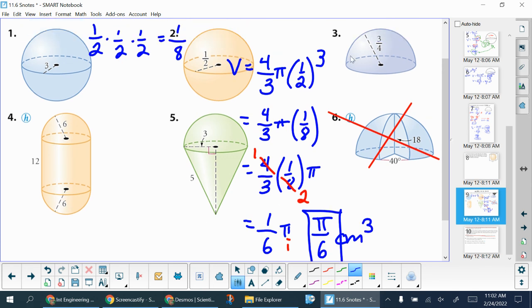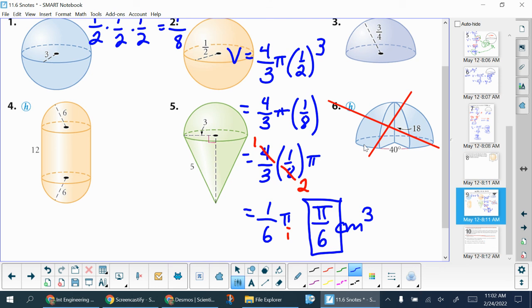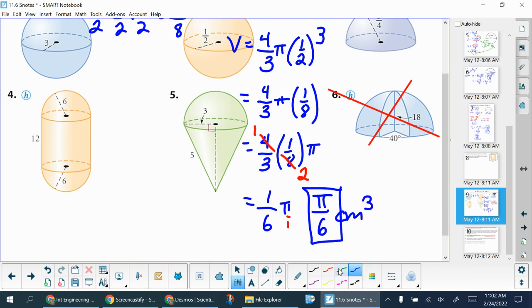So number 3, very, very similar to that. You're doing a hemisphere, so it would just be 2/3 pi times the radius, 3/4 squared. You can work through that one on your own then. Last thing I'll mention on this is number 5. Number 5, they give you this slant height. They give you this radius. But what they don't give you is the actual height that you need to find the volume of the cone. So start by finding that height using the Pythagorean theorem, as that is a right triangle. Then you can find the volume of that cone.